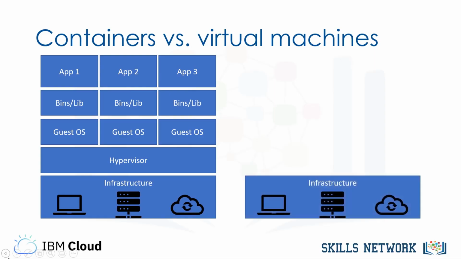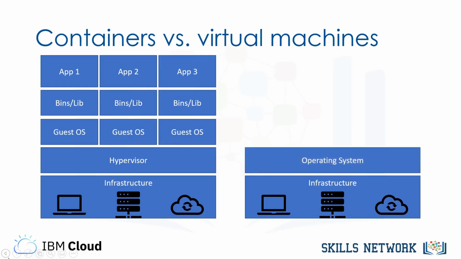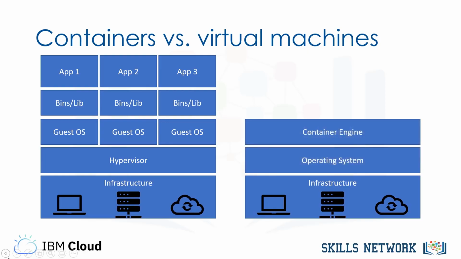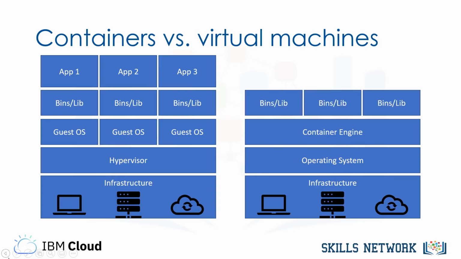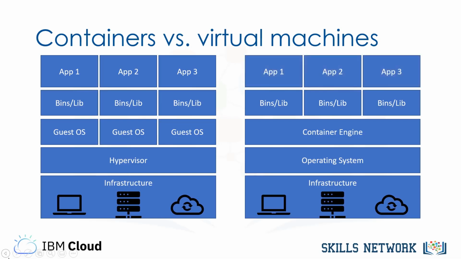With containers, you still have physical infrastructure at the bottom of the stack. But instead of placing a hypervisor as the next layer to virtualize the hardware, you have an operating system. Above that is the container engine, which, like a hypervisor with virtual machines, is responsible for running containers. In this way, containers virtualize the operating system rather than the infrastructure. This enables the infrastructure to have a single copy of the operating system, which saves a lot of space. The binaries, libraries, and applications run on the container engine.